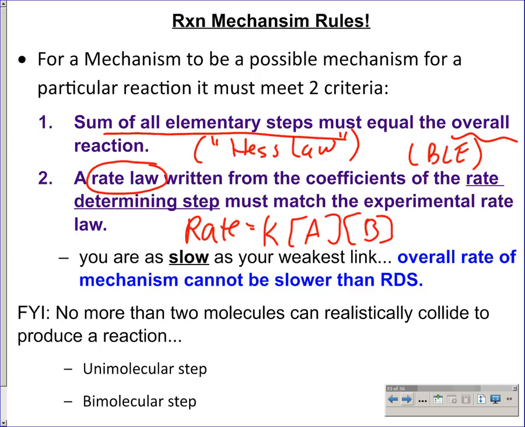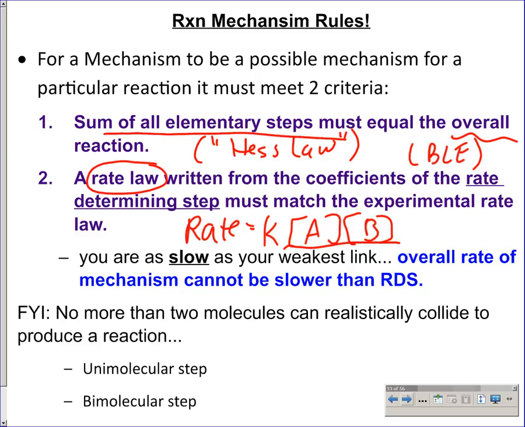If I told you the rate for some reaction was rate equals K, A to the first, B to the first, what would the rate determining step look like? What would the reactants be? A plus B. Because this rate law is matching the slow step, because the slow step is holding us up. It's holding up the rate, so it's going to be determining the rate. That's why it's called the rate determining step. It determines the rate law.